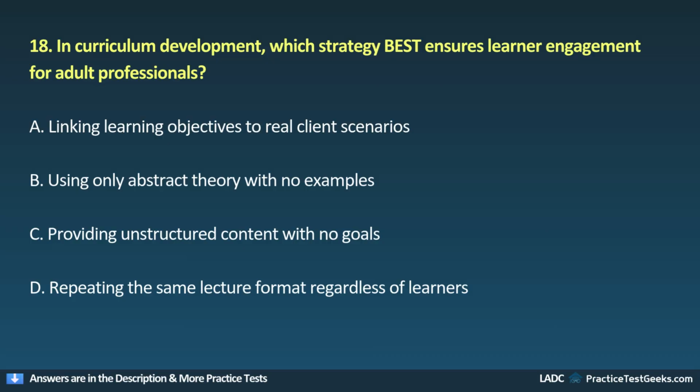18. In curriculum development, which strategy best ensures learner engagement for adult professionals? A. Linking learning objectives to real client scenarios. B. Using only abstract theory with no examples. C. Providing unstructured content with no goals. D. Repeating the same lecture format regardless of learners.